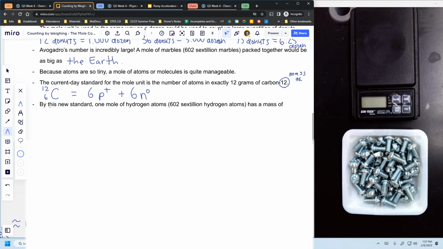Luckily, this new standard doesn't change things very much. 1 mole of hydrogen atoms, again 602 sextillion hydrogen atoms, has a mass of 1.0078 grams by the new standard. It doesn't change things very much. This version has 5 significant figures in the measurement. It still equals essentially 1 gram. Your periodic table might only have a 4 significant figure version of this number. Many periodic tables will list the value as 1.008 grams, and some might even list it as just 1.01 grams.